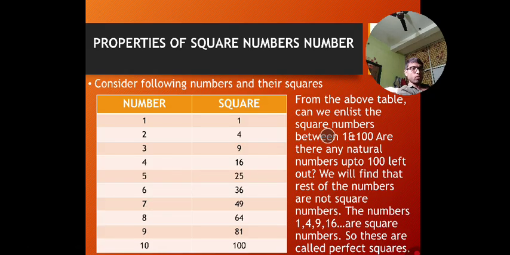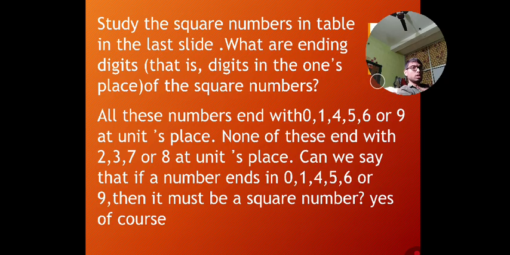From the above table, can we list the square numbers between 1 and 100? Are there any natural numbers up to 200? Okay, these are squares and these are simple natural numbers. Study the square numbers in the table.